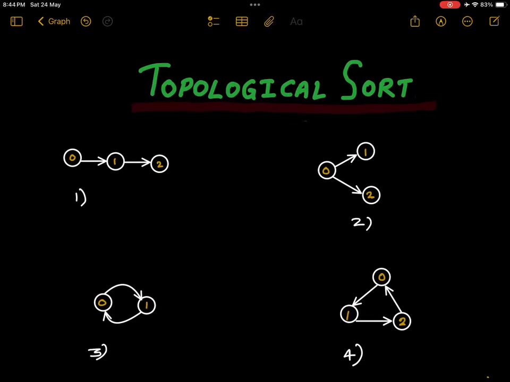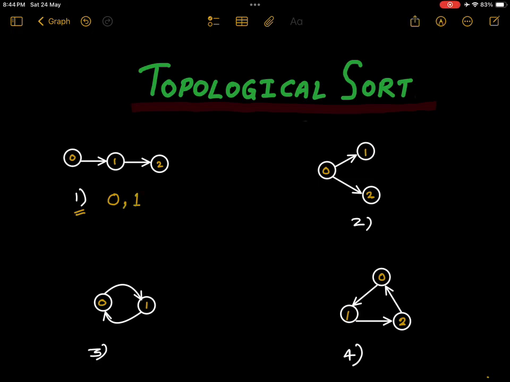Today we're gonna study topological sort. In topological sorting, the node which comes first will be written first. Okay, so let's see in the graph 1, you can see 0 comes first, then from 0 we went to 1, then we went to 2, right? So our topological sort order will be 0, 1 and 2.